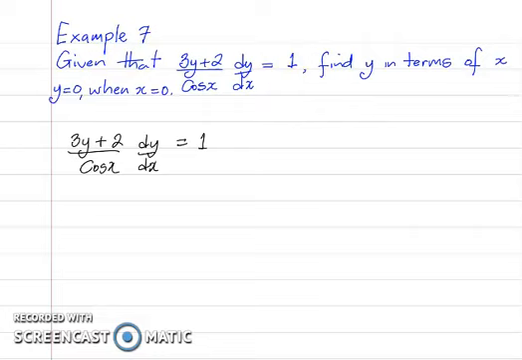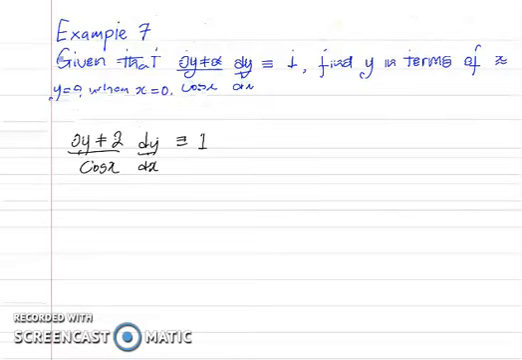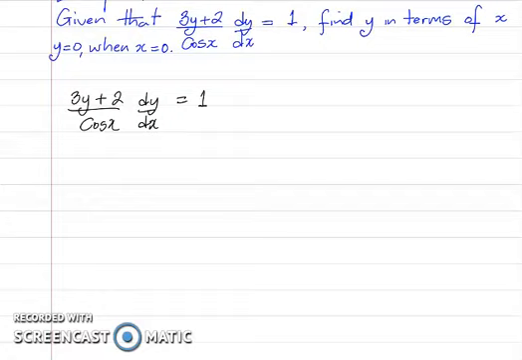Example 7. Given that (3y plus 2) over cos x dy by dx is equal to 1, find y in terms of x. y is equal to 0 when x is equal to 0. So those are our boundary conditions. So let us see if we can solve this differential equation, get the general solution.